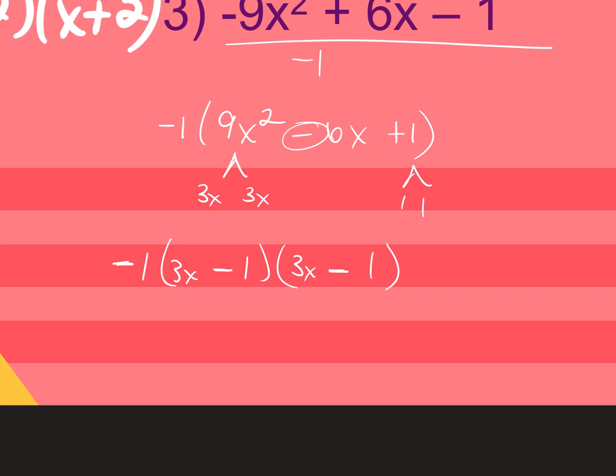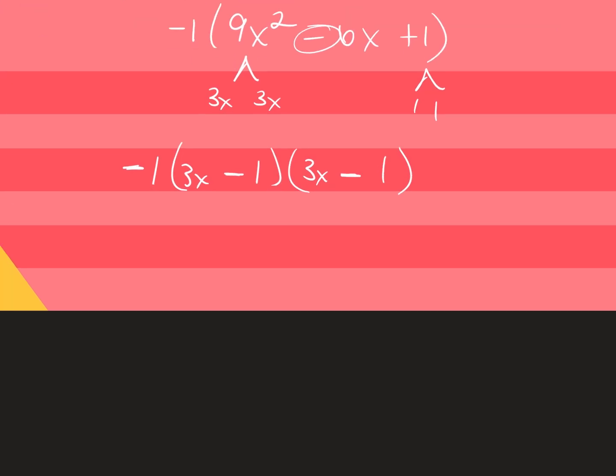Can't you just put it to the second power? Oh, you're three steps ahead of me. What's another way I can write this, Hannah? Negative 1. Uh-huh. 3x minus 1 to the second power.